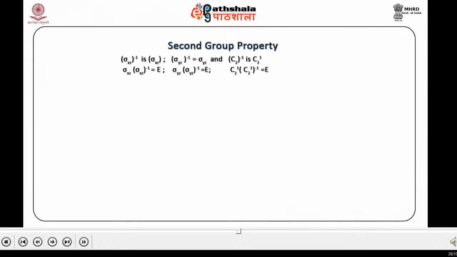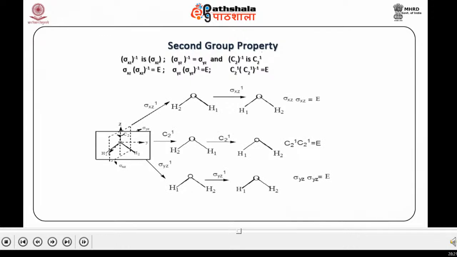The second group property says that every element has its reciprocal. Symmetry operation and its reciprocal, when combined, give identity. In the figure above, we notice that the symmetry product C2 dot C2 is equal to E. It means C2 is its own inverse, that is, C2 inverse is equal to C2.